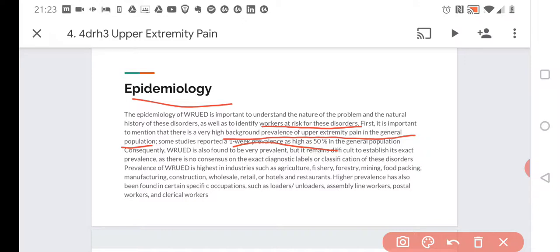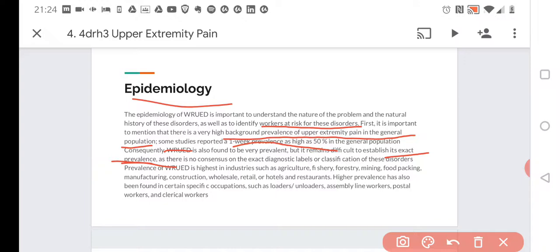And consequently, WRUED is also very prevalent. So some minor difficulties, minor pains of the upper extremity are very frequent, and usually it is not very severe. However, of course, usually it does not mean always. So it's generally difficult to establish the exact prevalence because it's hard to distinguish these, let's say, usual pains from those related to occupation.